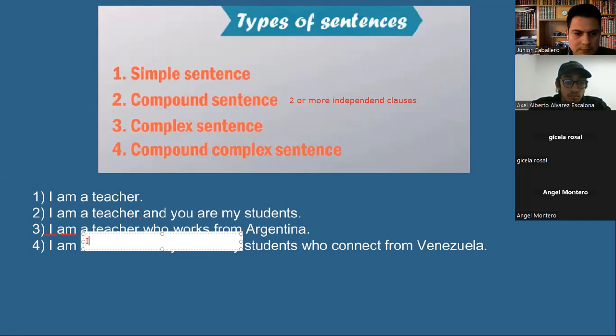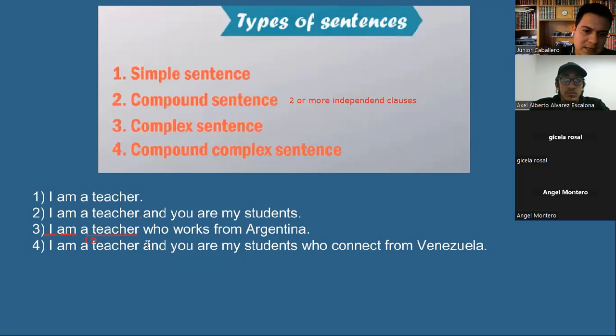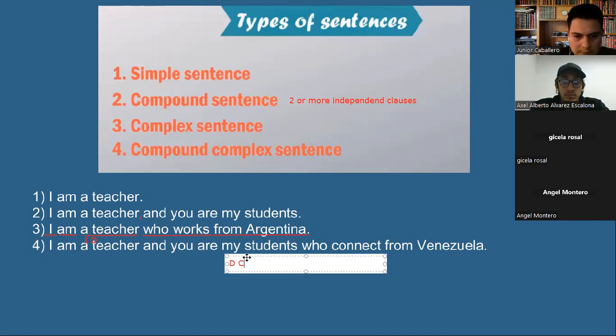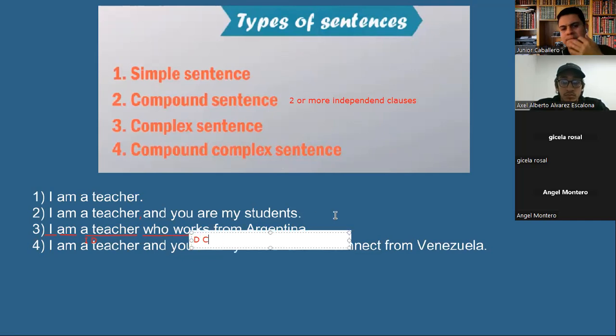I'm going to write here the initials, I and D. Independent clause. ¿Por qué independiente? Porque no necesita de más para tener sentido. Soy profesor. Idea completa. Sujeto, verbo, complemento. I'm a teacher. It's a complete idea. But if I have this, ¿quién trabaja desde Argentina? So I need more information. So who works from Argentina would be the dependent clause, porque depende de la primera oración para tener sentido. Okay, we got it.